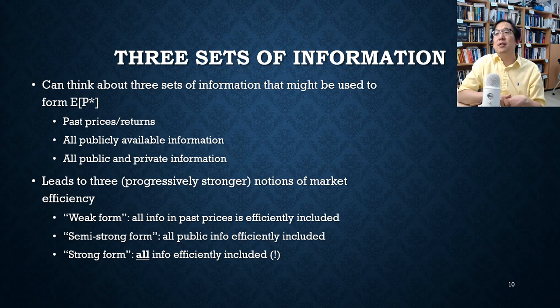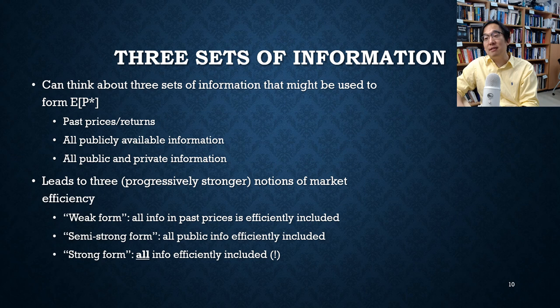You can think about three sets of information: past prices or returns, all publicly available information, or all public and private information. I'm assuming that past prices are all public anyway. But past versus current, and then private information. Now, these lead to three notions of market efficiency, progressively stronger: weak form, semi-strong form, and strong form.